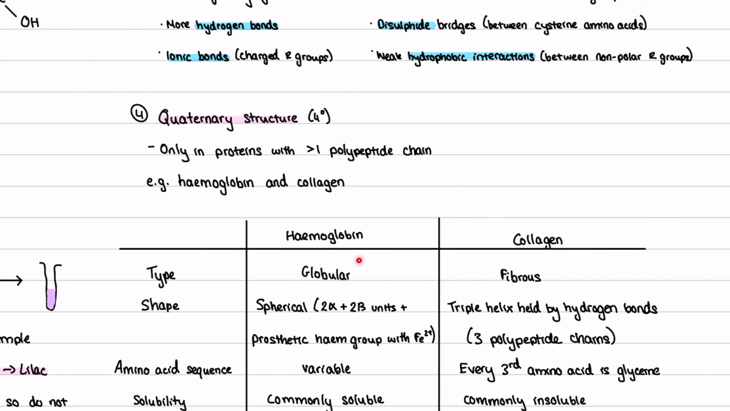Haemoglobin is a type of globular protein. It is a spherical protein with 4 polypeptide chains. It has 2 alpha subunits and 2 beta subunits.